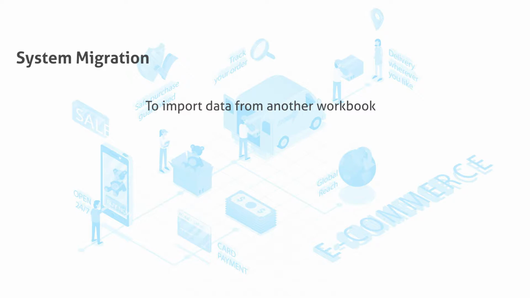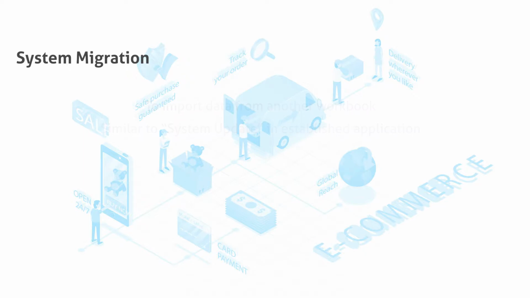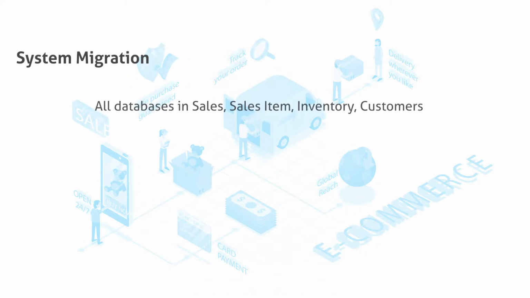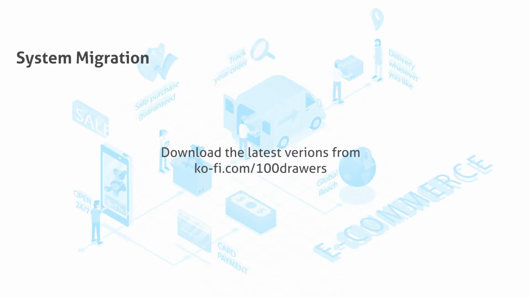the spreadsheet. Because 100 Drawers Ecommerce Manager is a long-term project for this channel, unlike established applications that can update the software over the internet, I have to create this function to let you update your Excel file whenever a newer version is released. This function will import all the databases and every logo together with their sizes and locations. To update the Excel file, download and open the newer version whenever it is released.